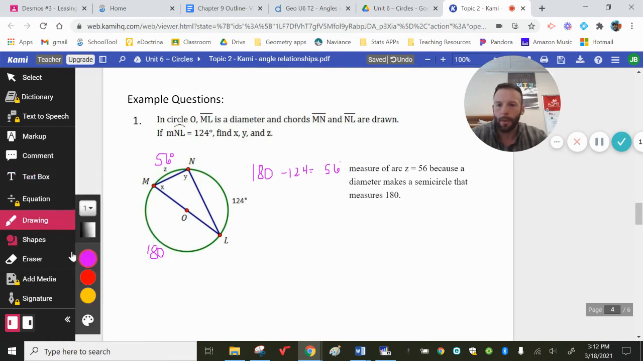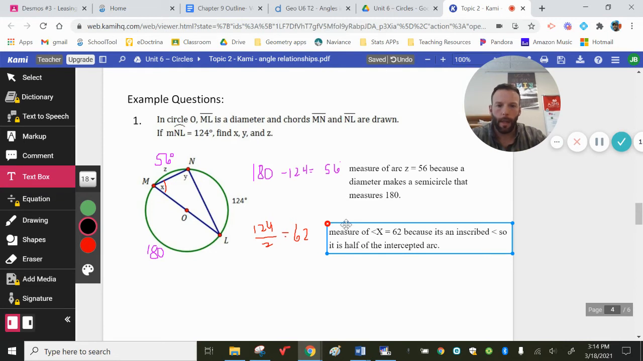So I'll try to find X next. Angle X, I would describe as being an inscribed angle. This angle is called inscribed because the vertex, point M, is on the circle O. Since that's on the circle, I'm going to trace this out from M to the point N and from M to the point L. And so the measure of angle X has to be exactly half of the 124 degrees. So if I take 124 and divide it by 2, then I get 62.